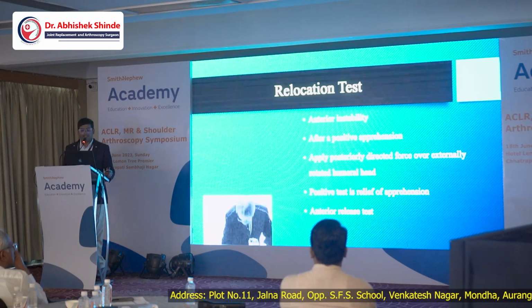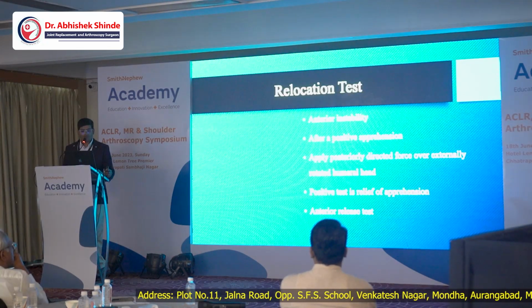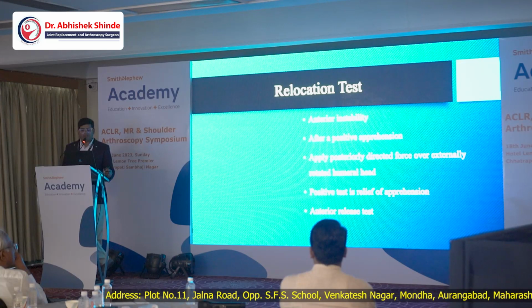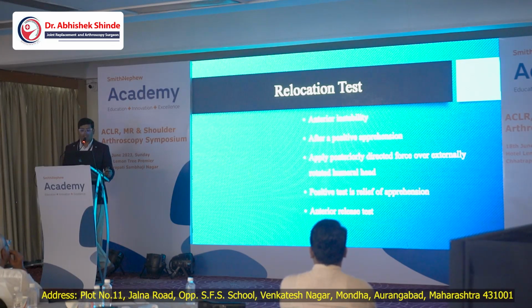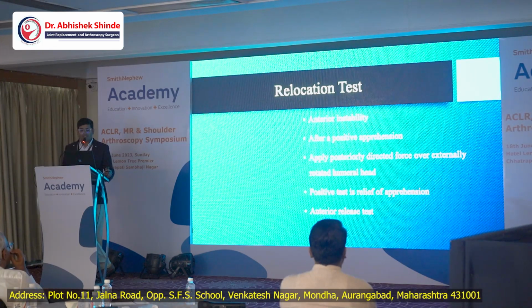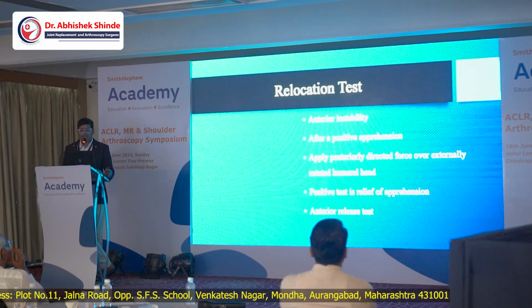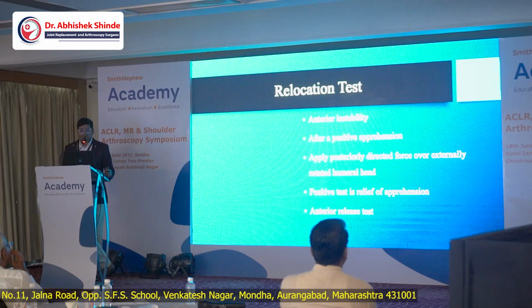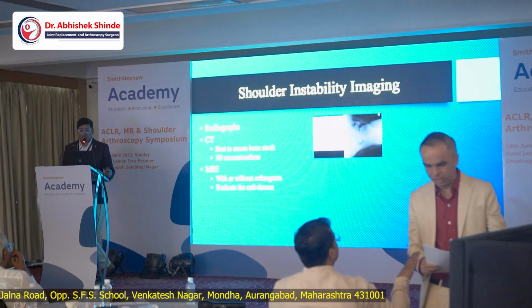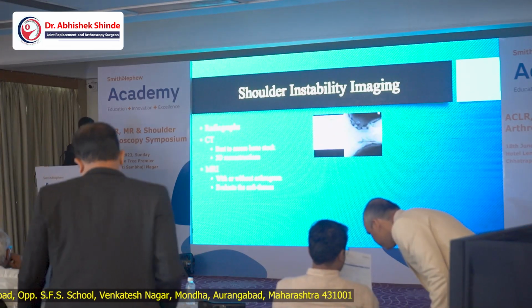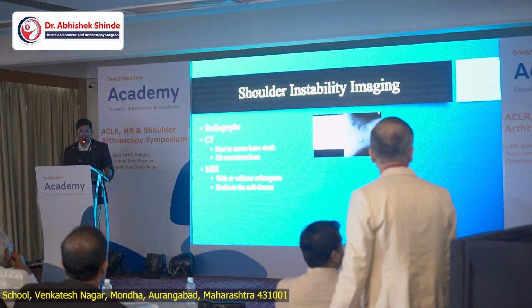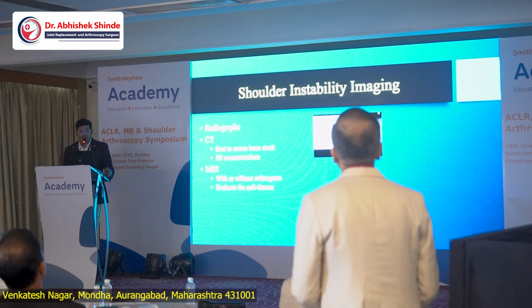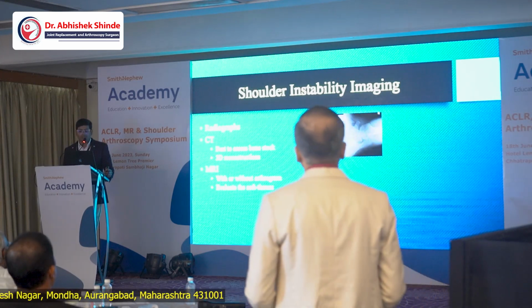Relocation test for anterior instability: after the positive apprehension, apply a posteriorly directed force over the externally rotated humeral head. A positive test is relief of apprehension. Then the anterior release test. For shoulder instability imaging, radiograph, CT to assess bone stock with 3D reconstruction preferably, and MRI with or without arthrogram to evaluate the soft tissue.